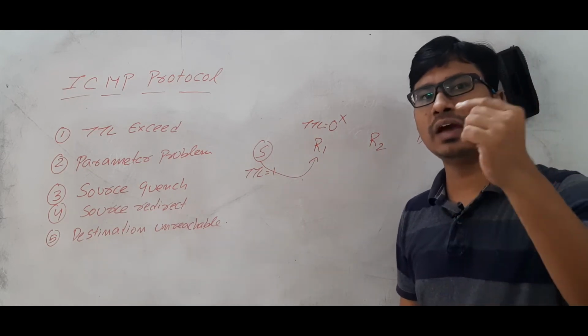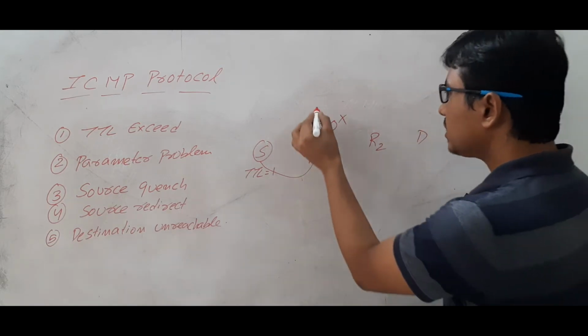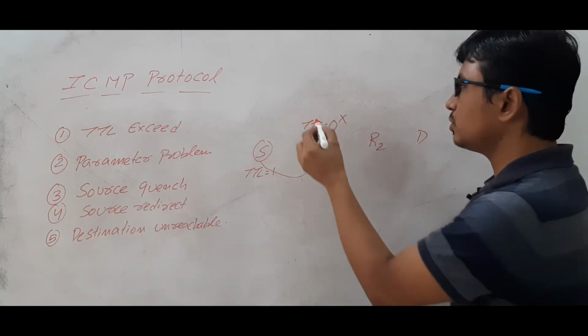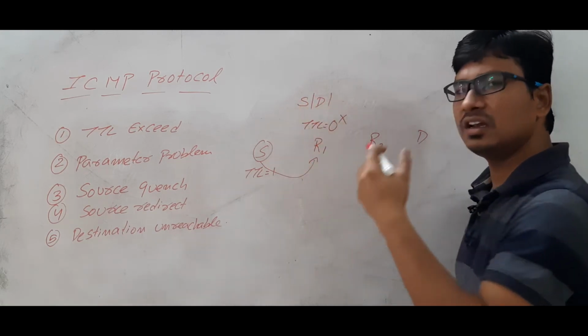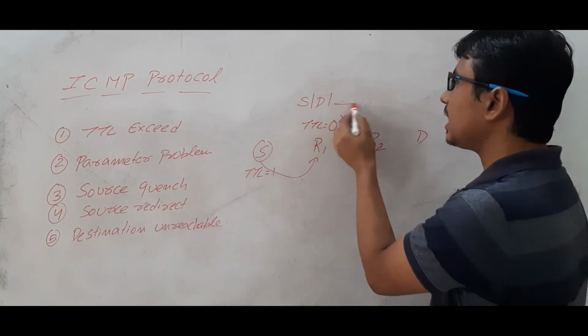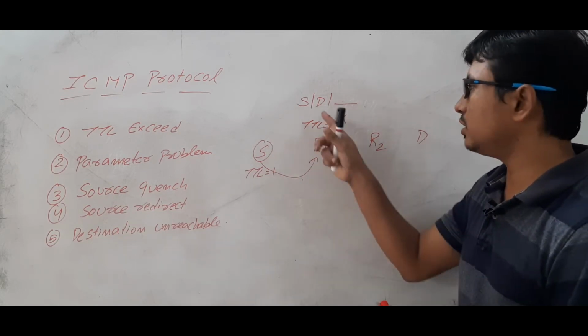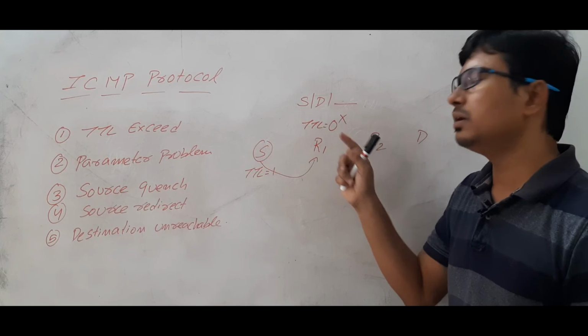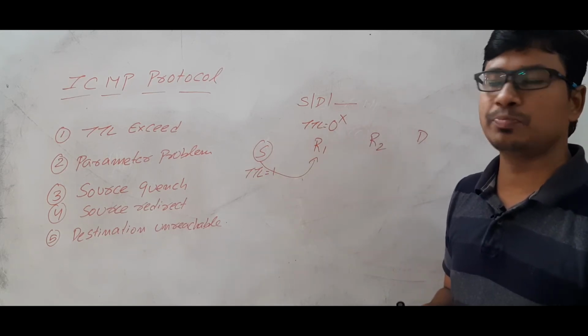If the TTL value becomes 0, it should be dropped from the network. Then what is the information there in the packet? Source address is there, destination address is there, all other information is there, and data is there. Then the router will say that it could not send your information to the destination because the TTL value becomes 0, or the TTL value is expired.